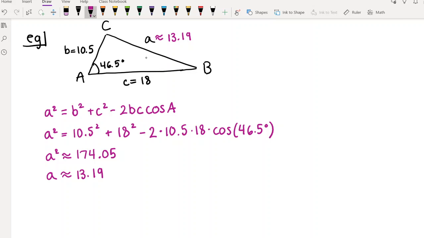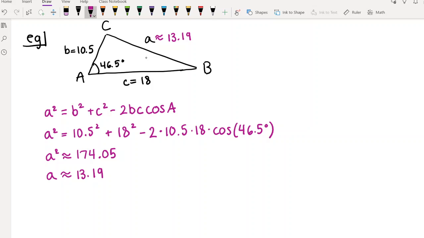And by the way, just to point this out, when we're talking about triangles, we're never going to have negative side lengths. So that's why I didn't say plus or minus 13.19. I just wanted to quickly mention that.